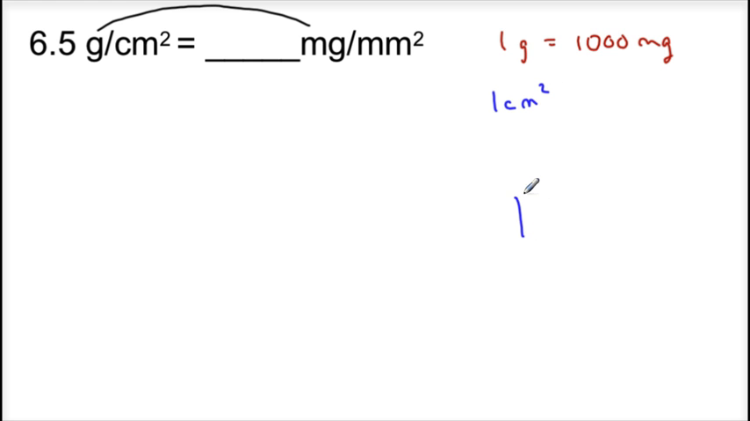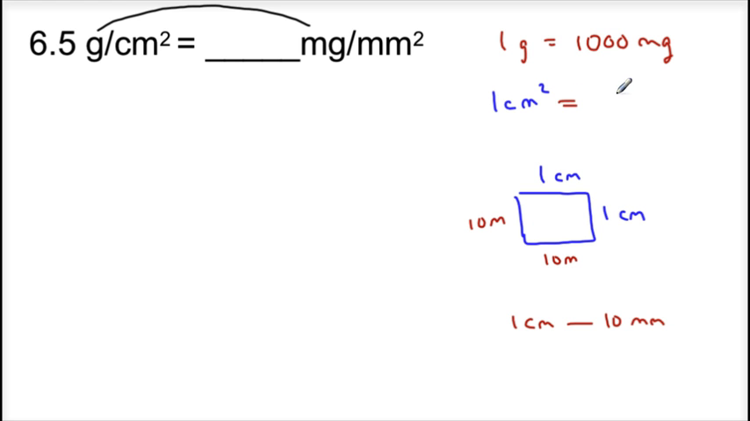Now for 1 centimeter squared. If I'm looking at a diagram, this is only 2-dimensional now. So 1 centimeter times 1 centimeter is equal to 1 centimeter squared. What's the conversion from centimeters to millimeters? How many millimeters in 1 centimeter? 10 millimeters in 1 centimeter. So this is the same thing as saying 10 millimeters times 10 millimeters. So 1 centimeter squared is equal to 100 millimeters squared.